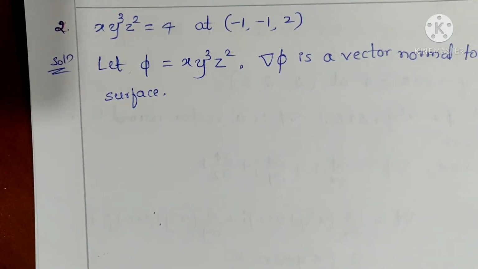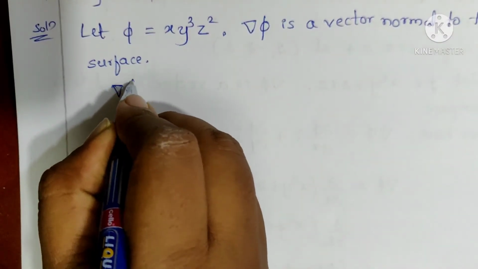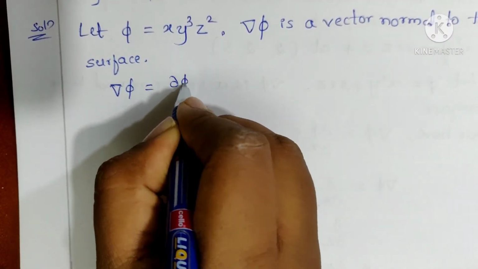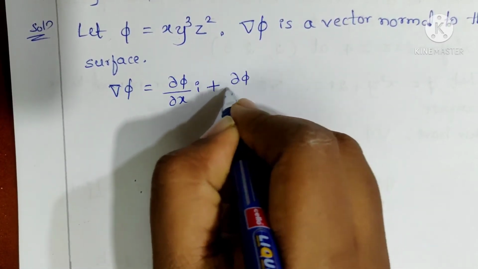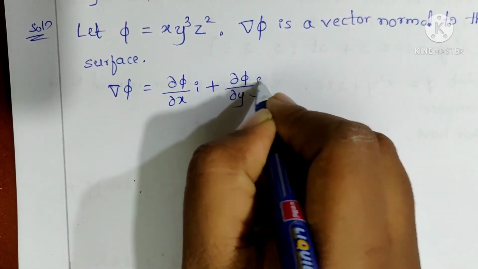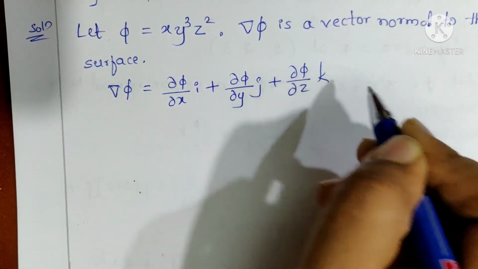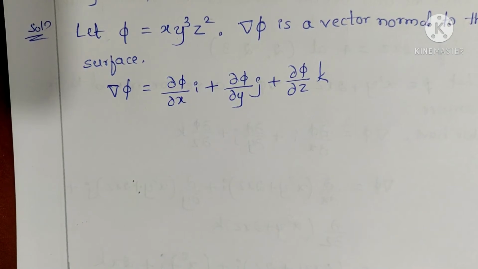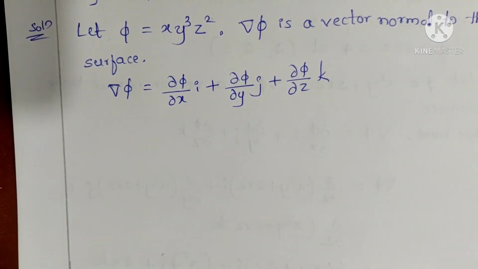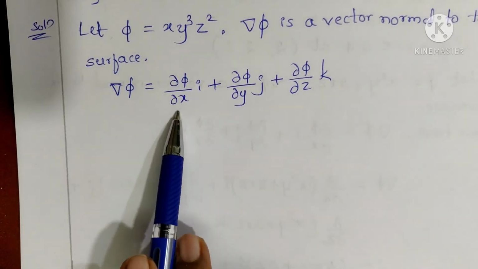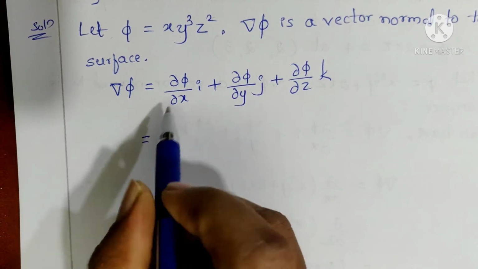Now first write down what we mean by del phi. So del phi is dou phi by dou x into i plus dou phi by dou y into j plus dou phi by dou z into k. Once you come to know how to differentiate partially given equations, directly instead of writing dou phi by dou x of phi every time, you can directly write the value by seeing this.